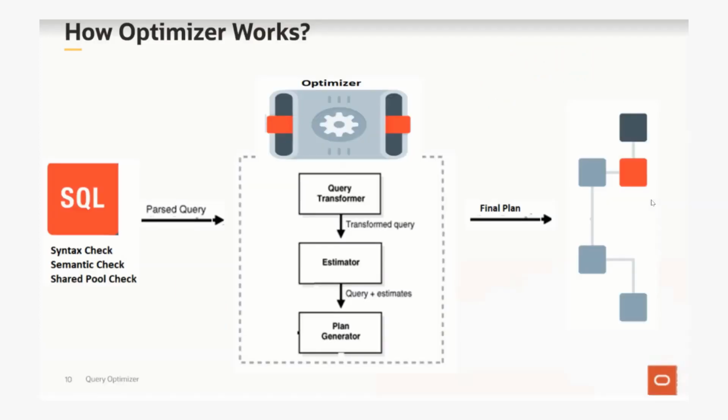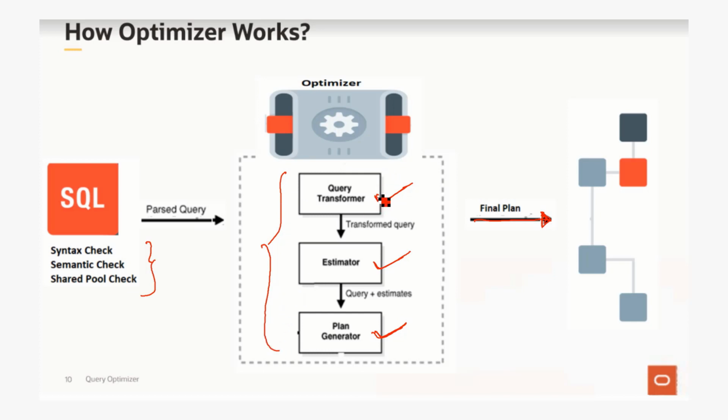Proceeding further, how does the optimizer work? Everyone is aware that whenever you run a SQL, it goes through the parsing process: syntax check, semantic check, and the shared pool check. After that, the query is transformed. After query transformation, the estimator estimates what plans will be generated, and the estimations and the plan hash value collaboratively decide the plan generator. With n number of plans, the final plan is selected by the optimizer. This is the flow we are already aware of, because under the optimizer only these many things happen.